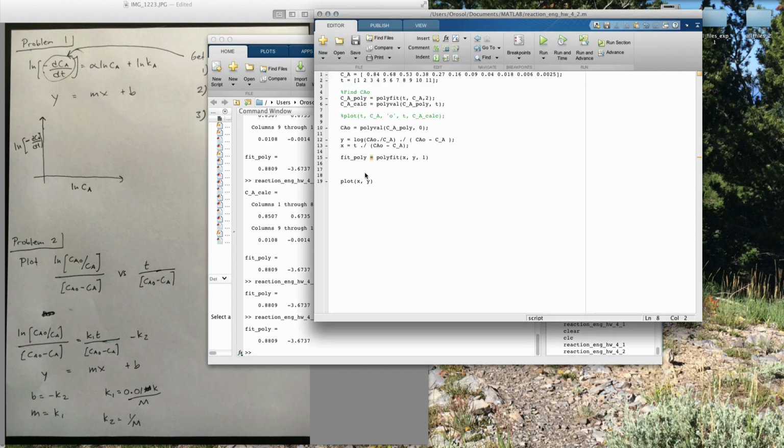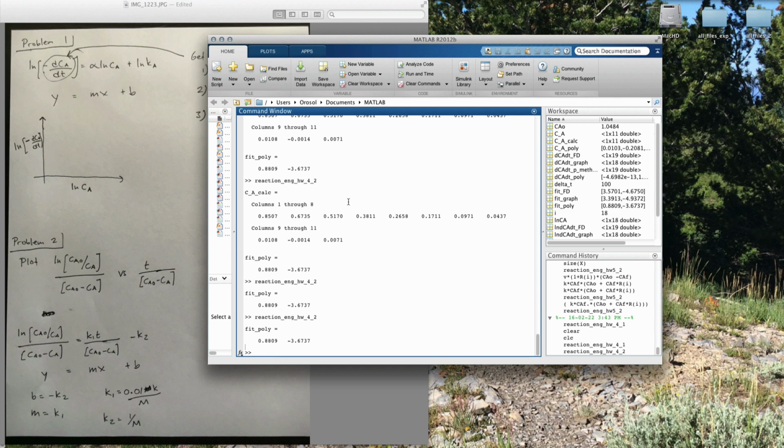So then you would just take this, and I could even write more code to calculate this stuff from this, but now we know that this m is equal to k1 and b is equal to minus k2, so k2 is equal to 3.67, and then you can calculate m and k.